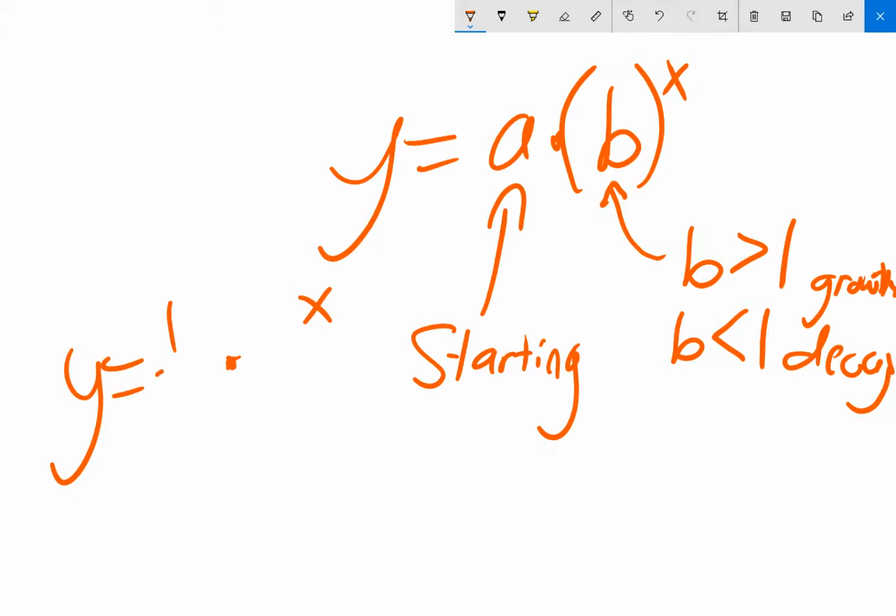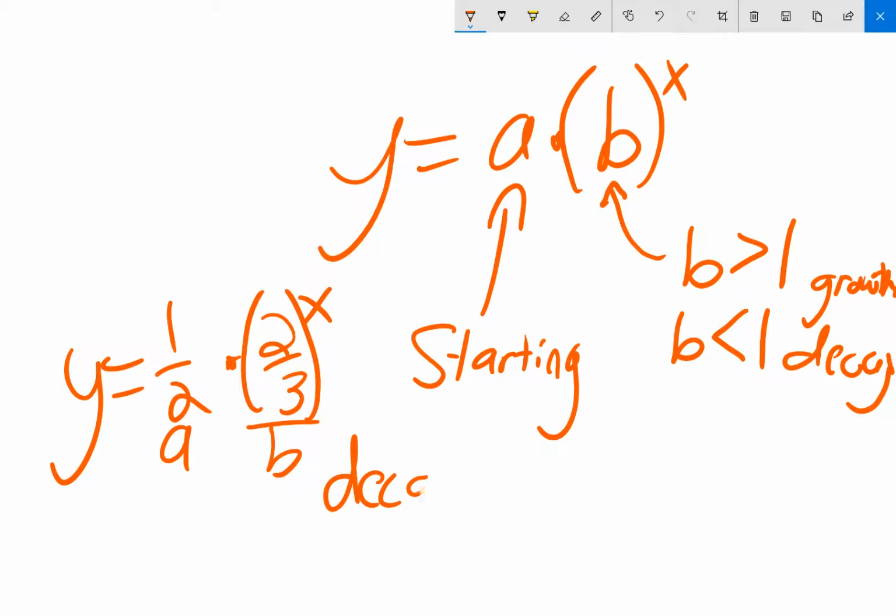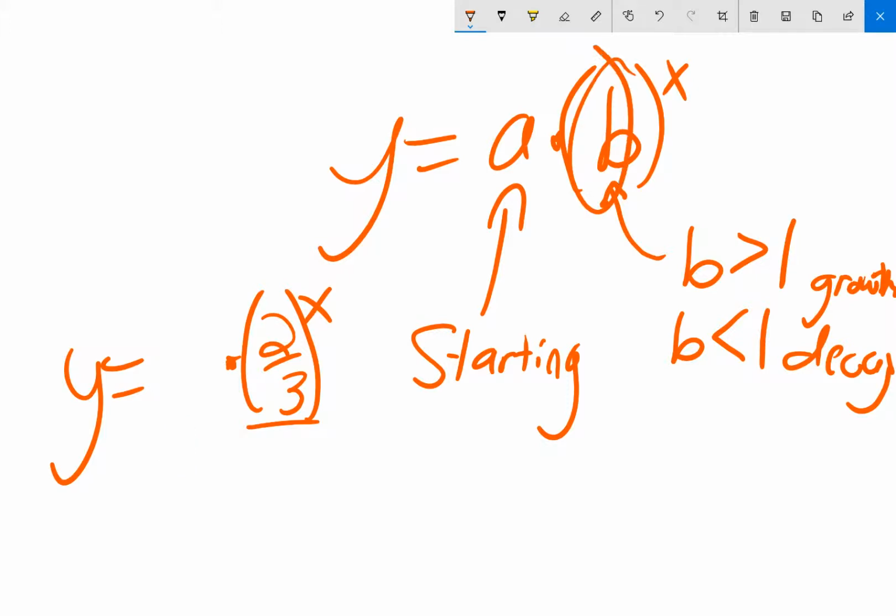So if I had 1/2 times 2/3 to the x power, remember, 1/2 is a, 2/3 is b, and since 2/3 is smaller than 1, this would actually be decay. So it's just that simple. The a value up here is meaningless to determine growth or decay. It's useful for other things, but determining growth or decay is based solely off of b, and the a value is completely irrelevant there. So that's enough information, I think, to answer 1 through 4.